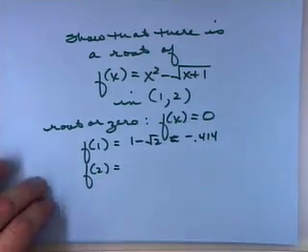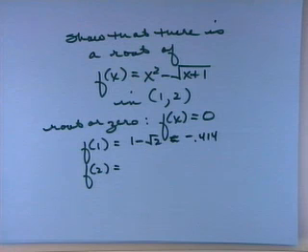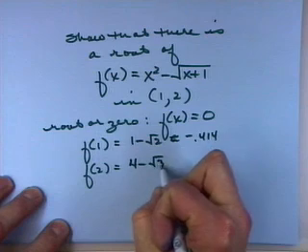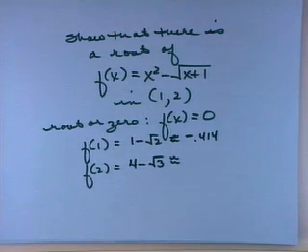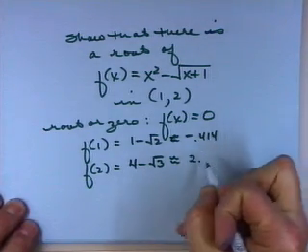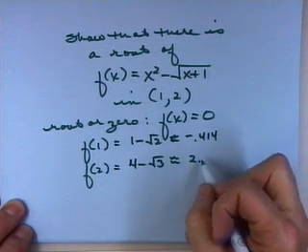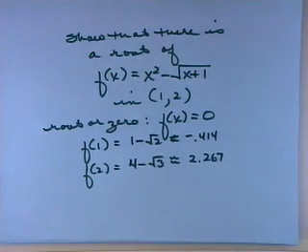What's f of 2? 4 minus the square root of 3. What's that approximately? Square root of 3 is what? 1.732? What's 4 minus 1.732? 2.267. Okay, that's all the ammunition you need.